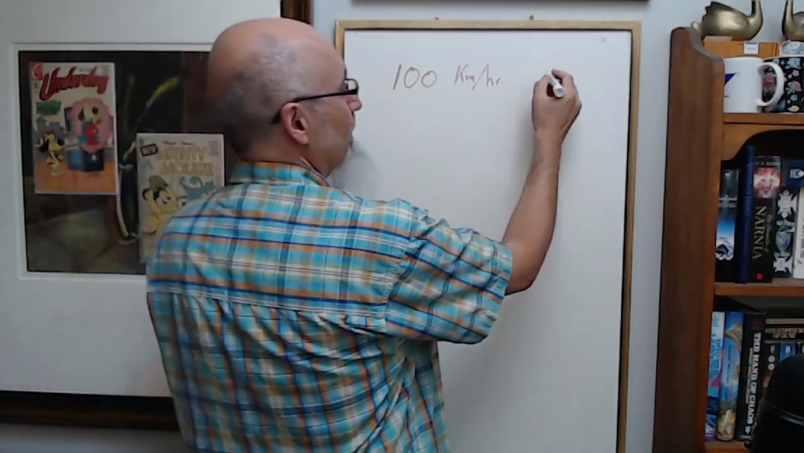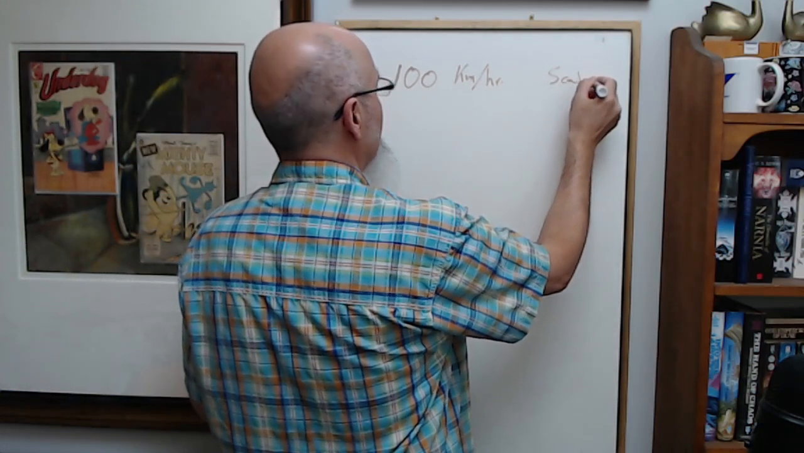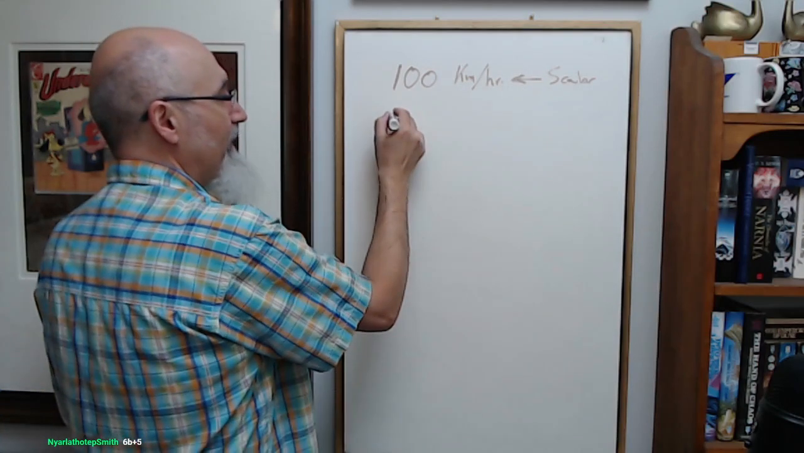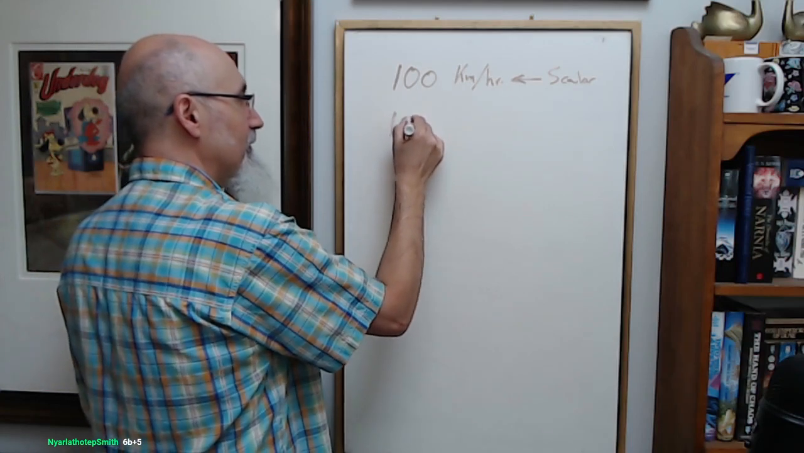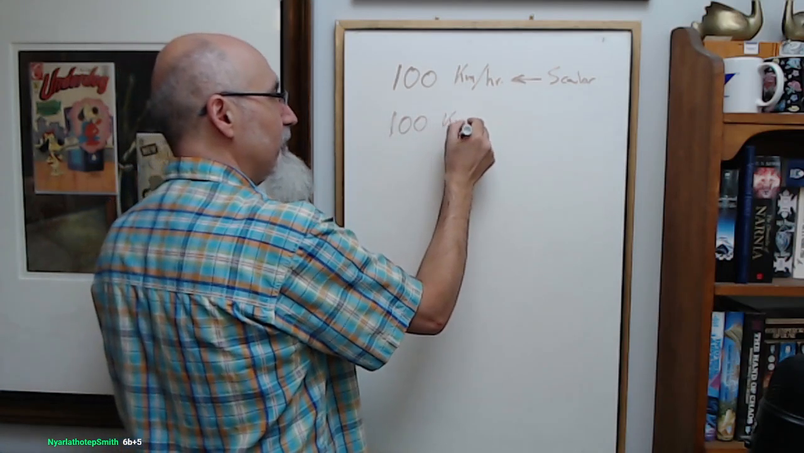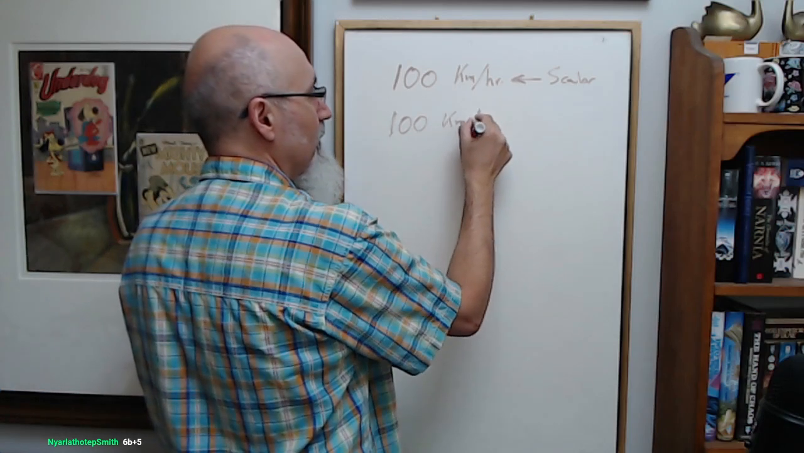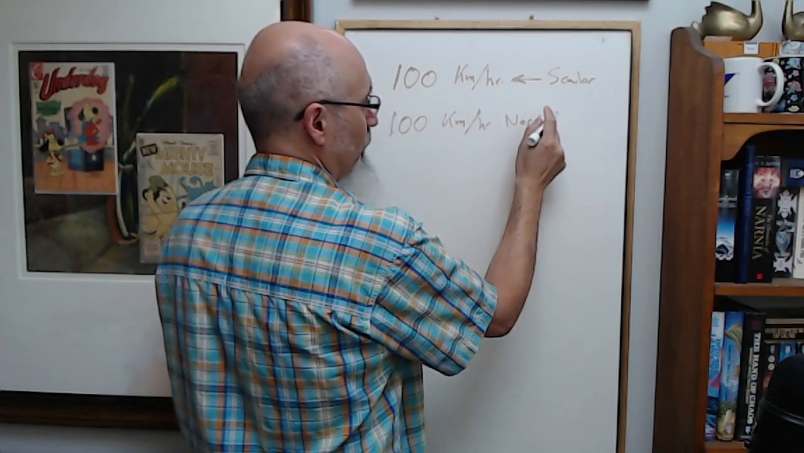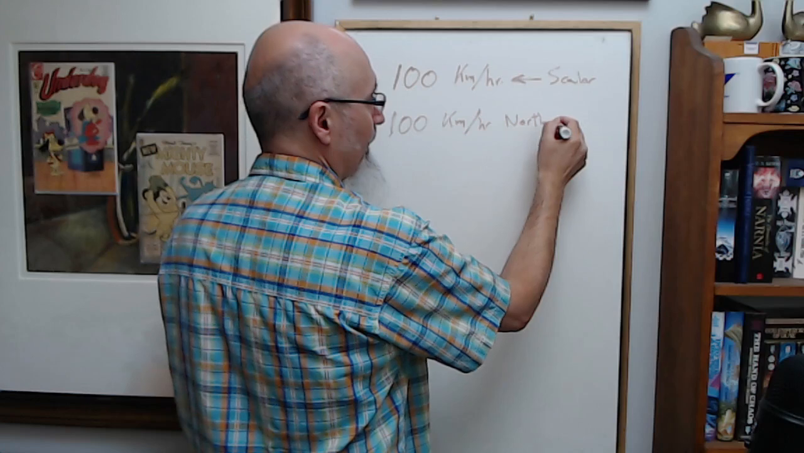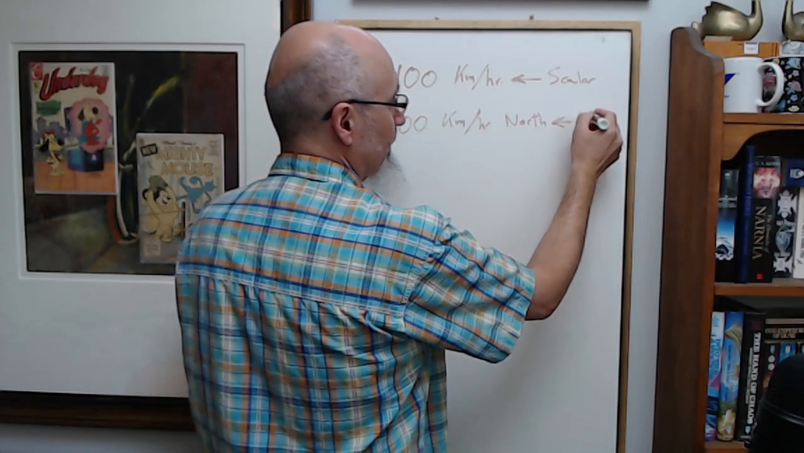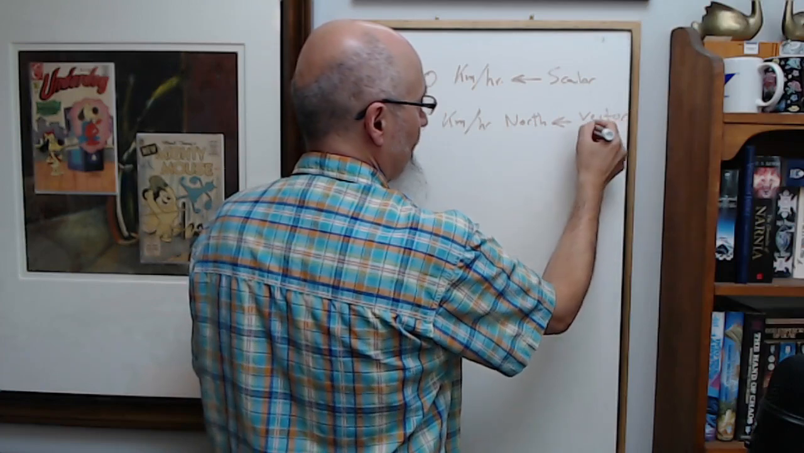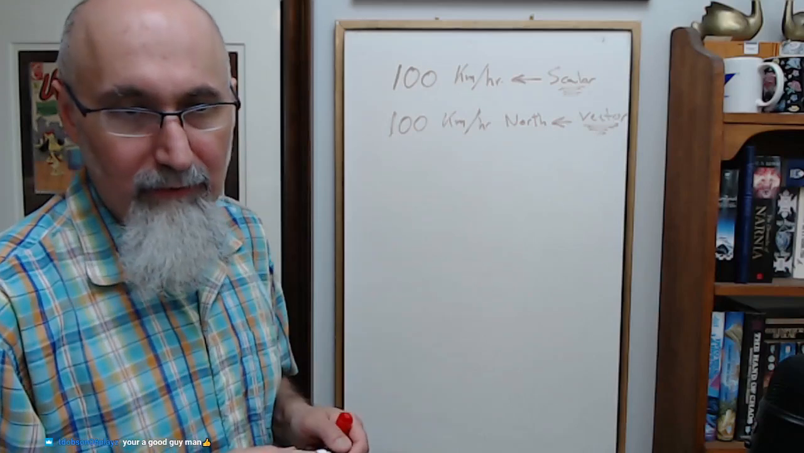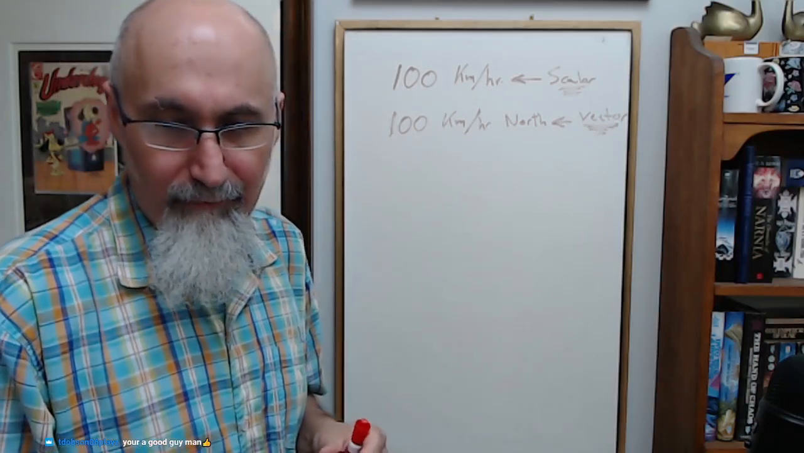So this is scalar, right? Which means there is no direction to it. But if I go 100 kilometers per hour north, this is a vector quantity. This is a vector because it has direction. Okay.